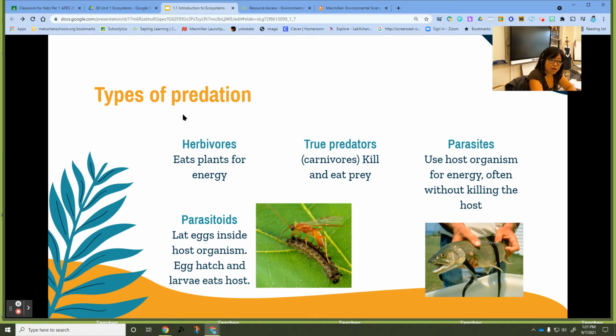But you can also have herbivory, which I guess will be a type of predation, at least when you're looking at it from the interaction standpoint, right? One is benefiting, the other one is negatively affected. So that's a type of predation.